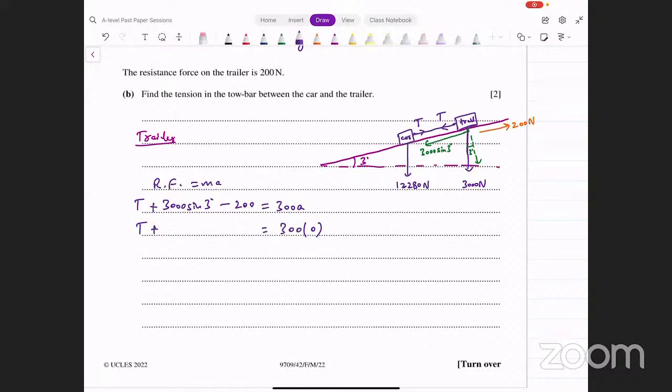3000 into sine of 3. That's 157.00 minus 200. यहाँ से हमारे पास T आ जाएगा. That's 200 minus 157, and that turns out to be 43.0 Newton. That's your tension. ये हमें figure out करना था second part में, ठीक है?